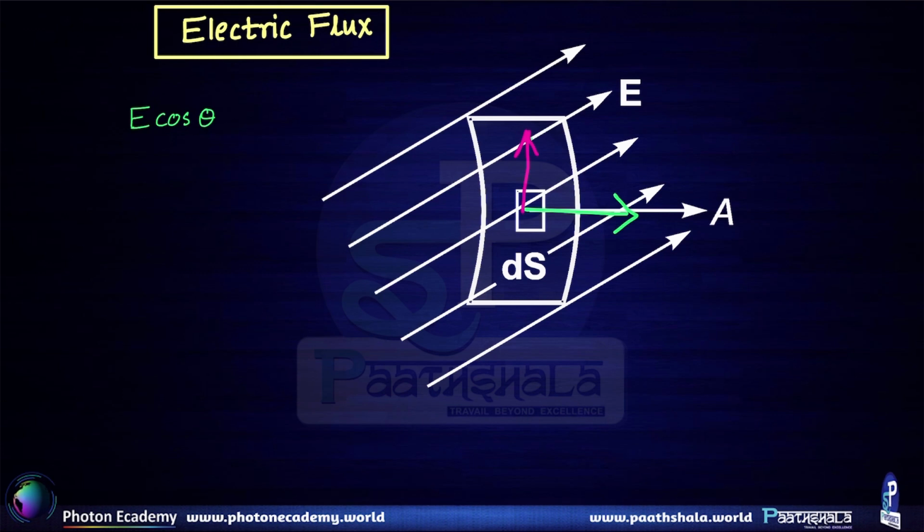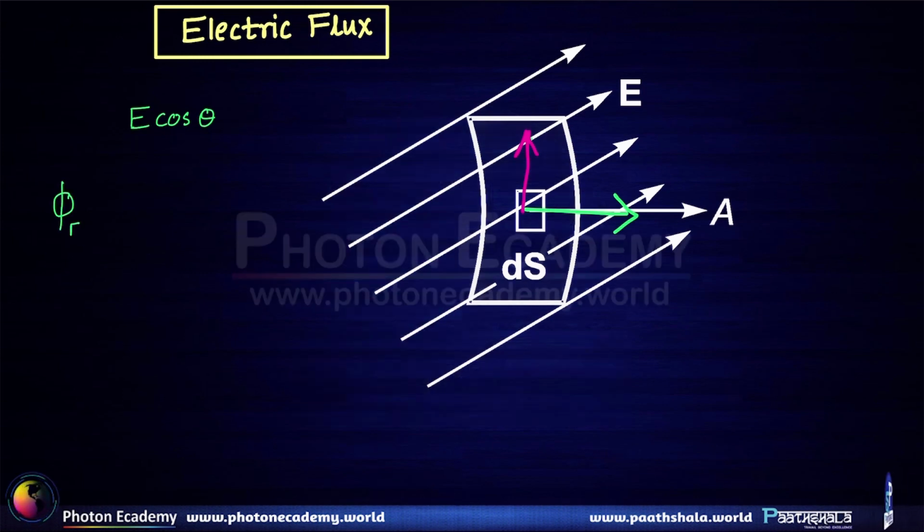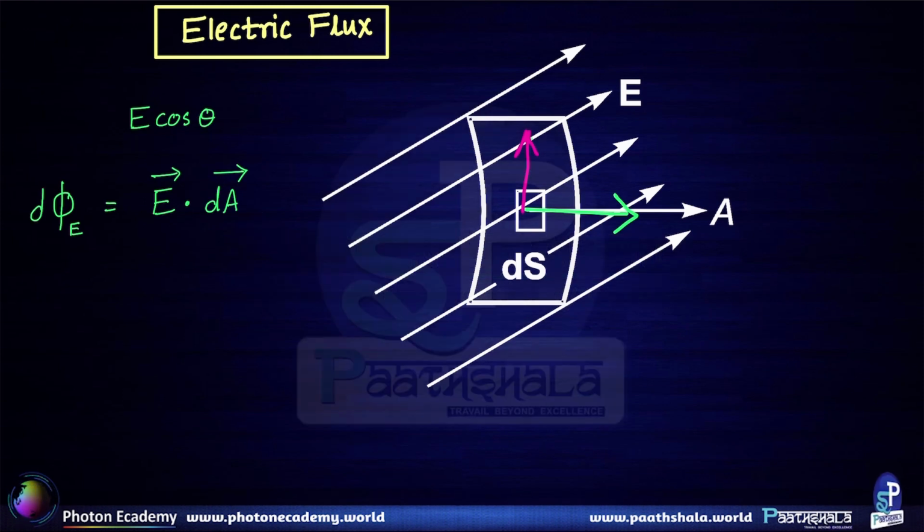Now, since E cos theta is this perpendicular component, we as physicists choose to define a quantity called the electric flux. The electric flux phi E is given as E dot dA over the small area element dA. So we can write this down as the small flux d phi E.